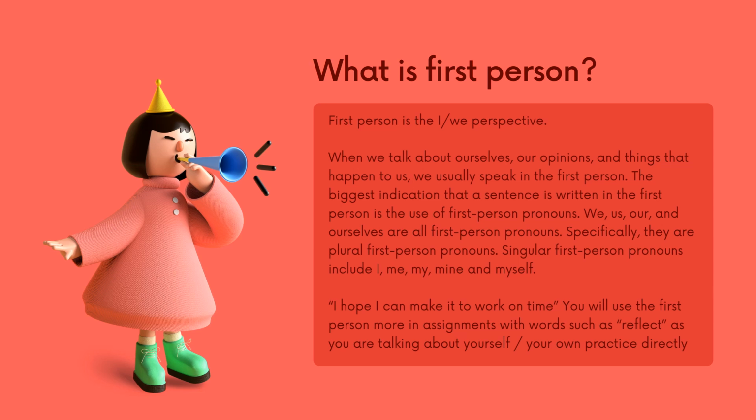We, us, our, and ourselves are all first person pronouns. Specifically, they are plural first person pronouns. Singular first person pronouns include I, me, my, mine, and myself. For example, I hope I can make it to work on time. You will use the first person more in assignments with words such as reflect, as you are talking about yourself or your own practice directly.